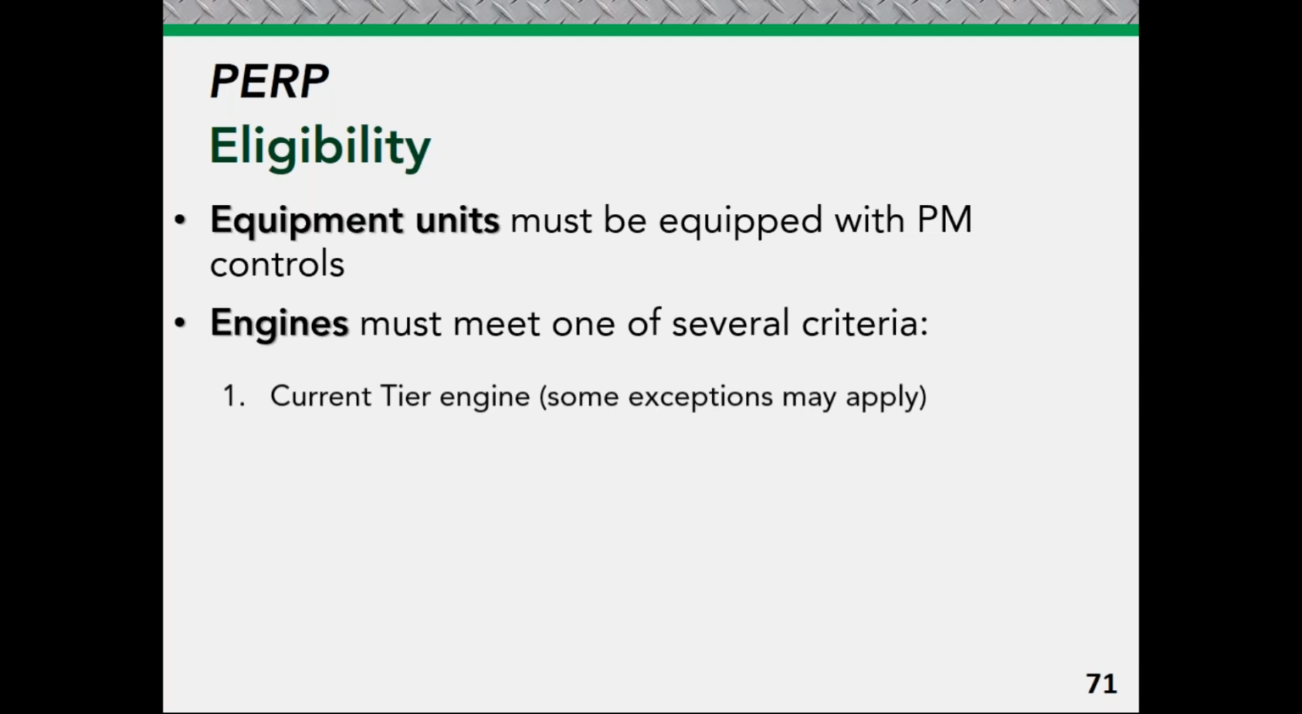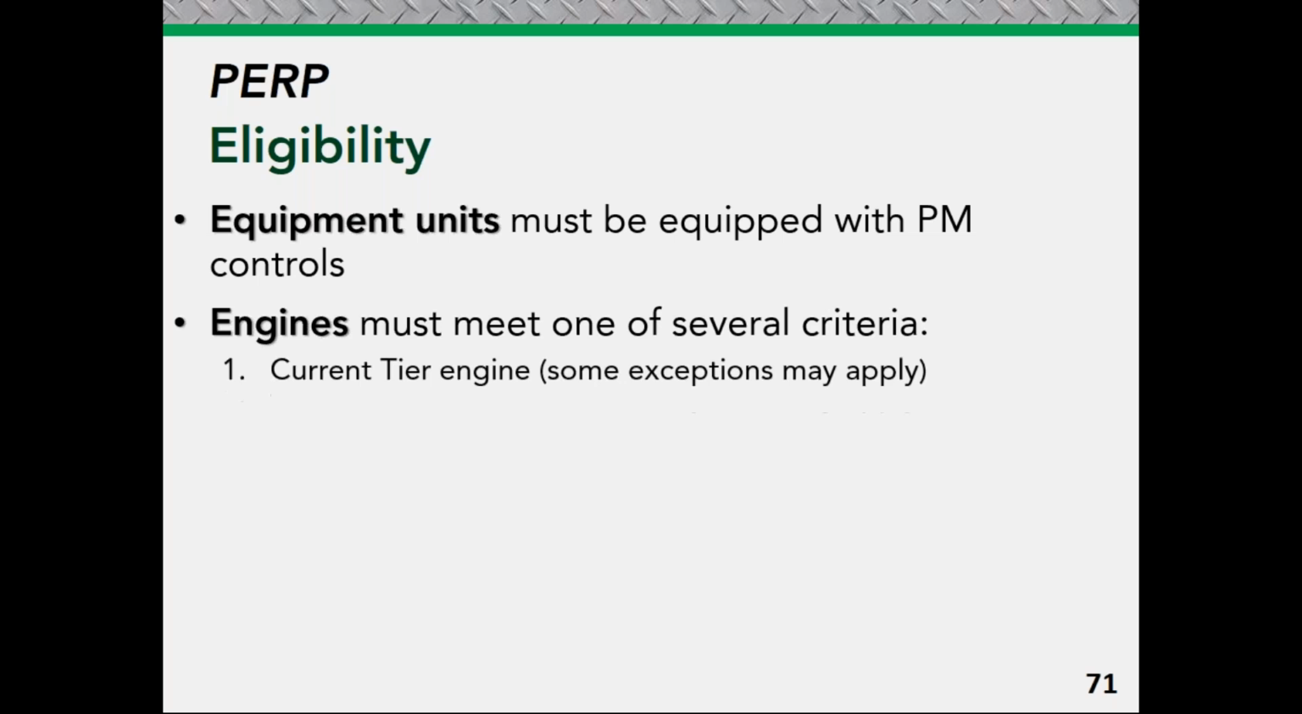If you're bringing a portable engine into California for the first time and it's never had a permit from a local district or a registration with the Air Resources Board, there are only certain ways that you can get a registration for that. The number one way is if it happens to be whatever the current tier is for that engine. For most engines, Tier 4 final is the current tier. So if you're bringing a new engine into California, it probably needs to be Tier 4 final. There are some alternatives to that.